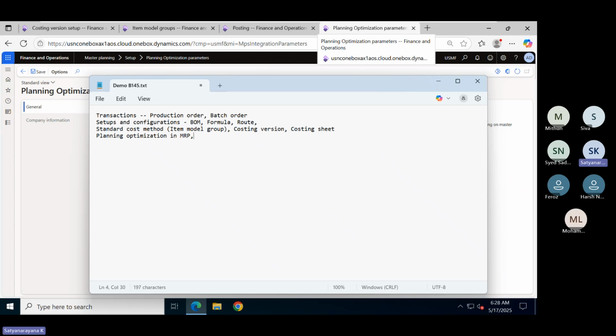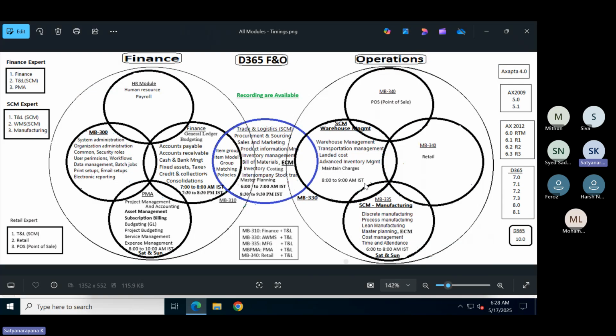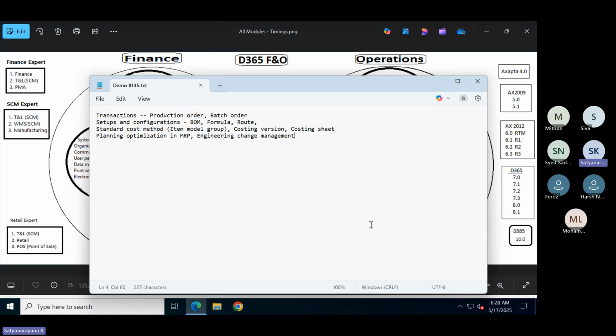And then engineering change management. Okay, engineering change management, also I'm not fully in control. I don't know it fully, but I know the major functionality I can teach you. Meaning here, engineering change management is where a company approves BOM changes.